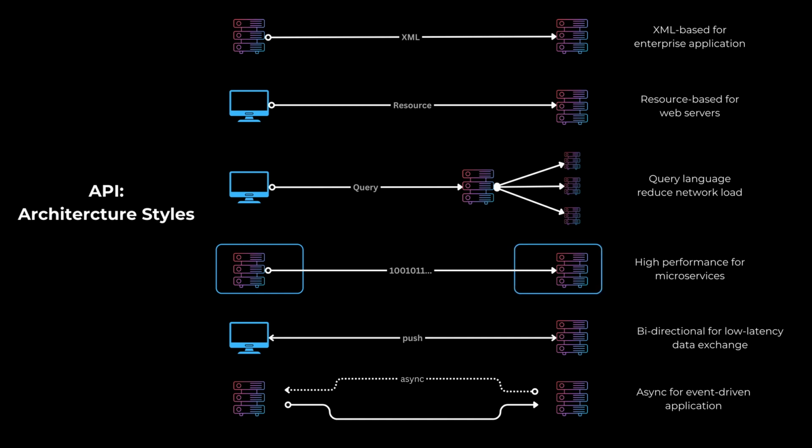My name is Ibrahima. In this video, we'll explore six of the most popular API architecture styles: SOAP, RESTful, GraphQL, Webhook, gRPC, and WebSocket. Each style has its own design philosophy, strengths, and best use scenarios.